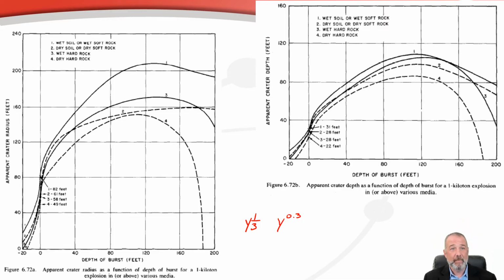So we have to end up doing the same thing, which is, of course, scale in and scale out. But this time, again, it's 0.3 instead of 0.33. Not a huge difference. We have several different kinds of soil here, for both the radius of the crater and the depth of the crater. You just take whatever your depth of burst is, scale it, find out where it meets here on the axes, read off what it should be, and then, of course, we have to scale that back out.